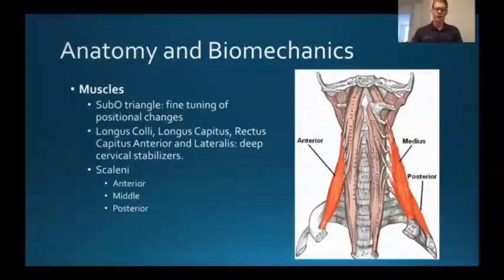And then finally, we have on the posterior side, which there's no picture of here, our suboccipital muscles. And these are really important for fine-tuning of positional changes. So everyone, place your hands on the back of your neck. And what I want you to do is look to the left and then look to the right. So just your eyes, don't move your whole head. And you'll actually feel small movement occurring in those suboccipital muscles. And that shows how directly related your upper cervical spine is to your vestibular system, to head and neck movement.